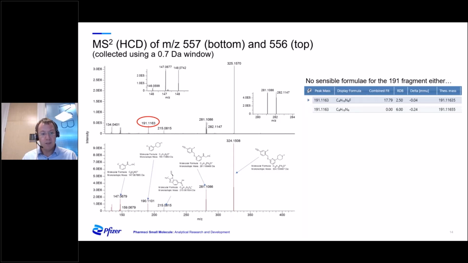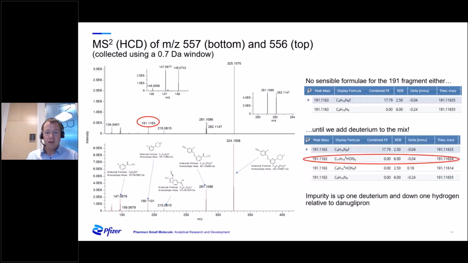So at this point we started getting a bit desperate. Somebody said, what if it's deuterated? So we put deuterium into the formula generator and immediately got a sensible formula, which was only out by 0.04 millidaltons. So what this means is that, for example, for this fragment here at 190, the 191 differs from the 190 by only a single deuterium. So one of the protons has been replaced by a deuterium. And even more interesting is that deuterium is only present in very specific fragments, suggesting that deuterium is localized to a particular moiety of the molecule.